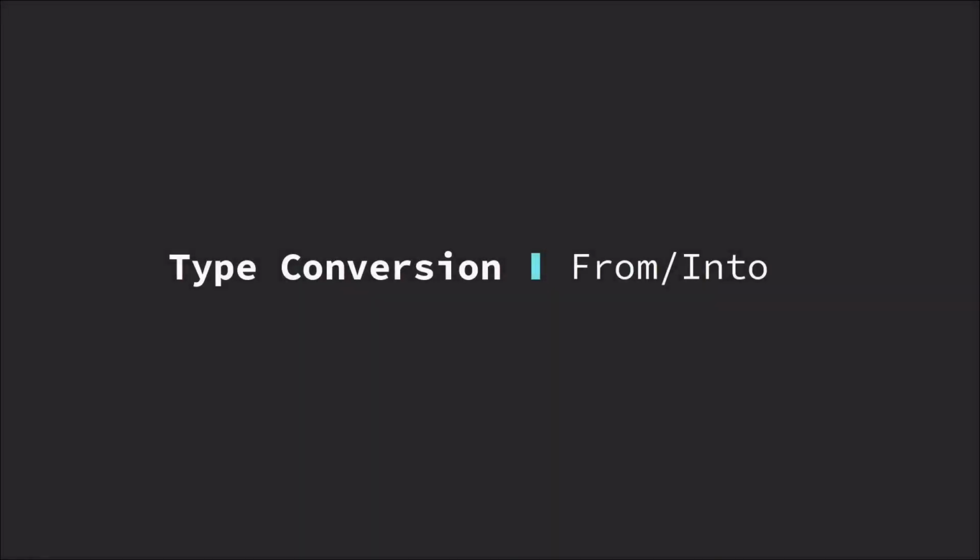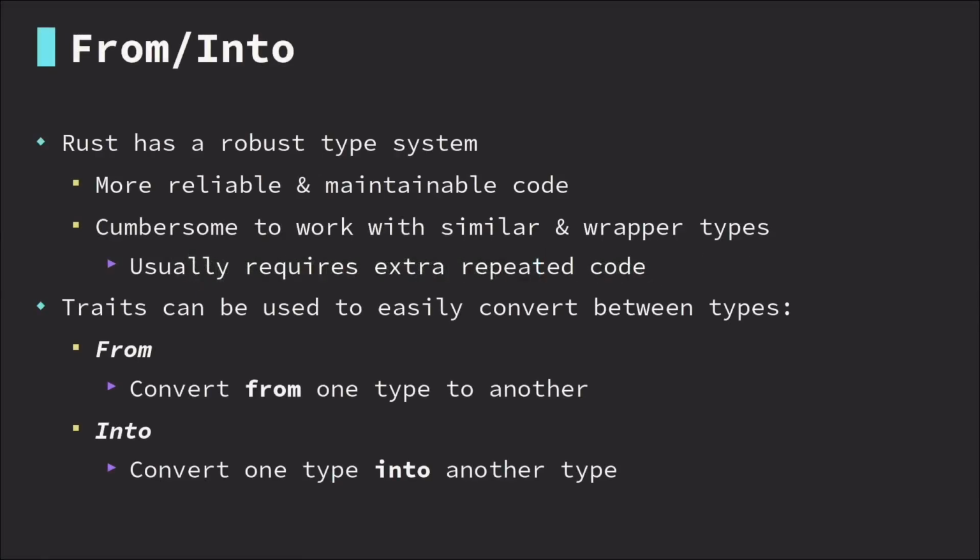In this video, I'll be covering type conversions using the From and Into traits. First, as you know, Rust utilizes a robust type system. This leads to more reliable and easier to maintain code, but it also makes it cumbersome when you're working with similar types and wrapper types, usually in the form of extra code.